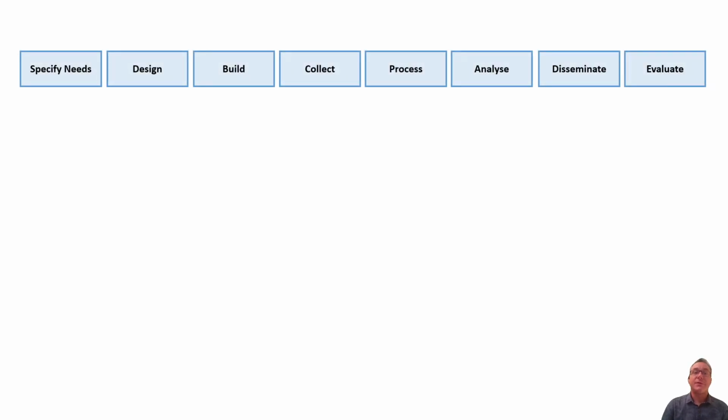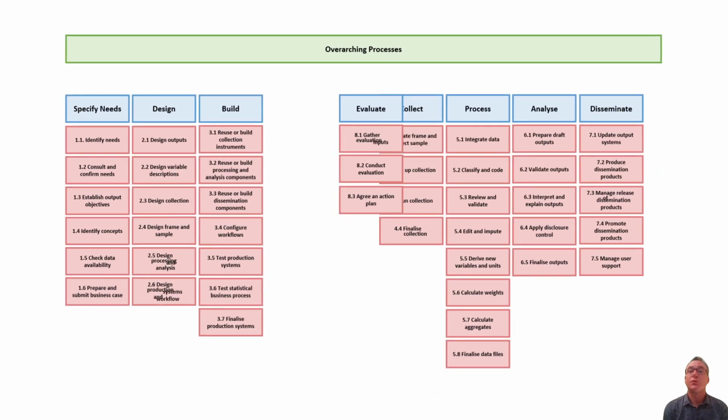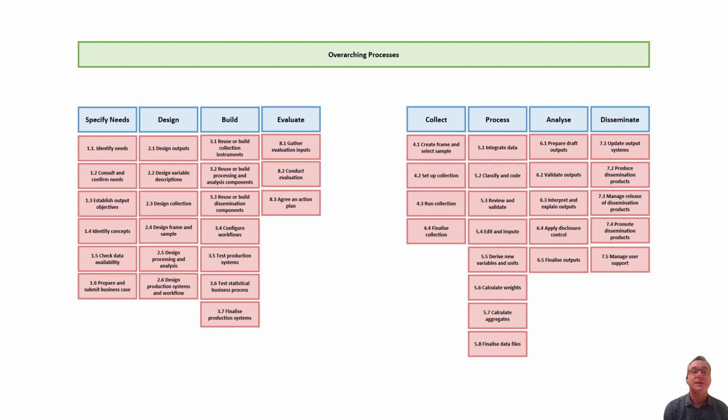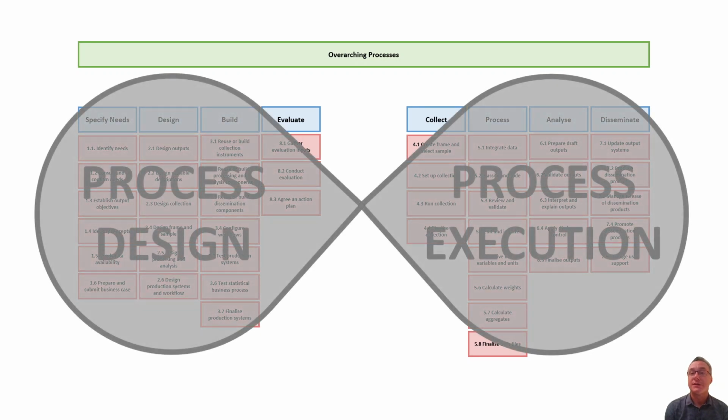When we talk about processes in official statistics, we immediately think about the GSBPM. The GSBPM intends to cover the overall statistical business process and includes activities supporting process design and process execution. The approach illustrated here supports both sides of the loop between process design and process execution, which is critical in the context in which producers of official statistics operate.